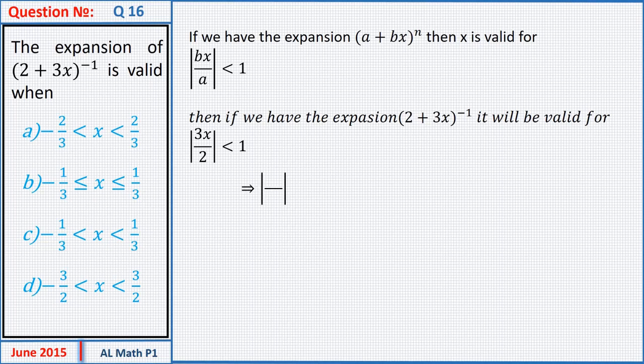So now we make x the subject. Making x the subject, we have what? We have negative 2 on 3 is less than x, which is less than 2 on 3. Comparing with the different answers, we have A.